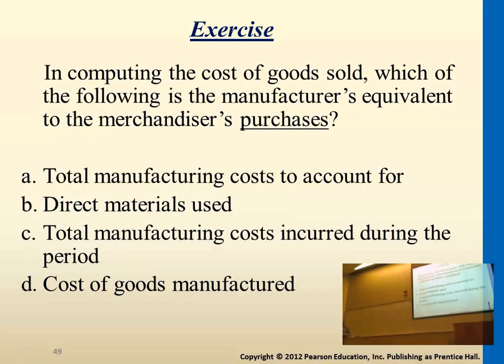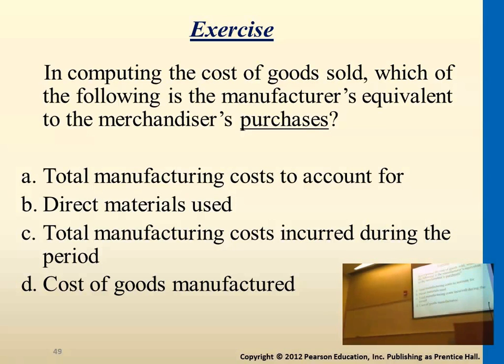Okay? Now, computing the cost of goods sold, which of the following is the manufacturer's equivalent to a merchandiser's purchases? This one is a little tricky. First of all, purchases. Remember purchases, what I showed over here, we have beginning inventory and we have purchases. Then we have freight charges, ending inventory, then we get cost of goods sold for a merchandising business. So what this question is asking is, what is the equivalent of purchases for manufacturers?